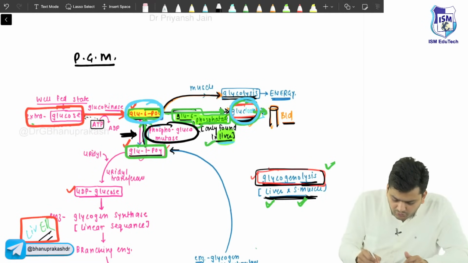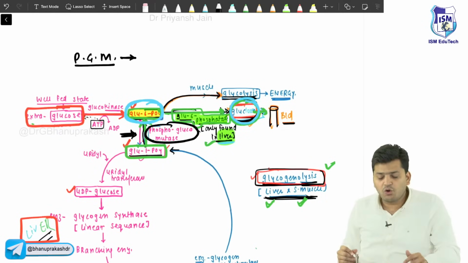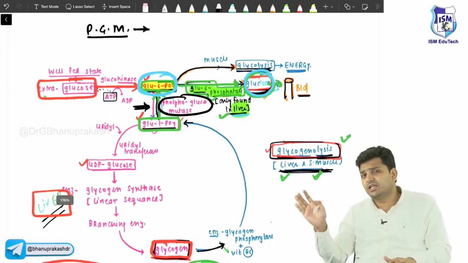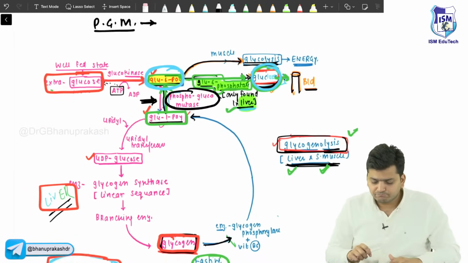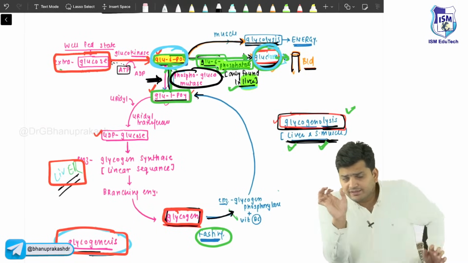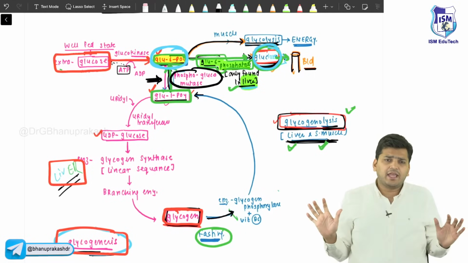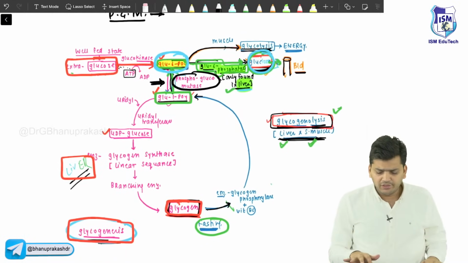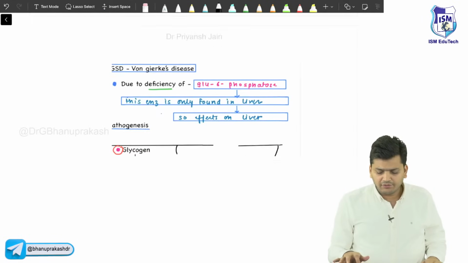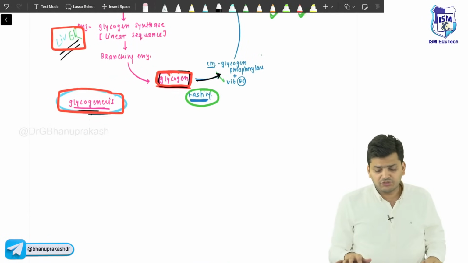Phosphoglucomutase. Phosphoglucomutase is the only enzyme which is common in both the pathways, glycogenesis as well as glycogenolysis. Now, if there is a problem with any of the enzymes, the glycogen breakdown will not occur properly, and these are called the glycogen storage diseases.